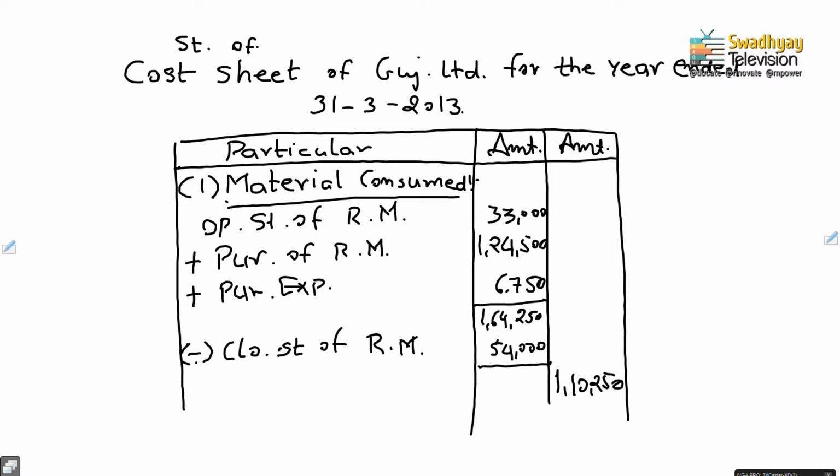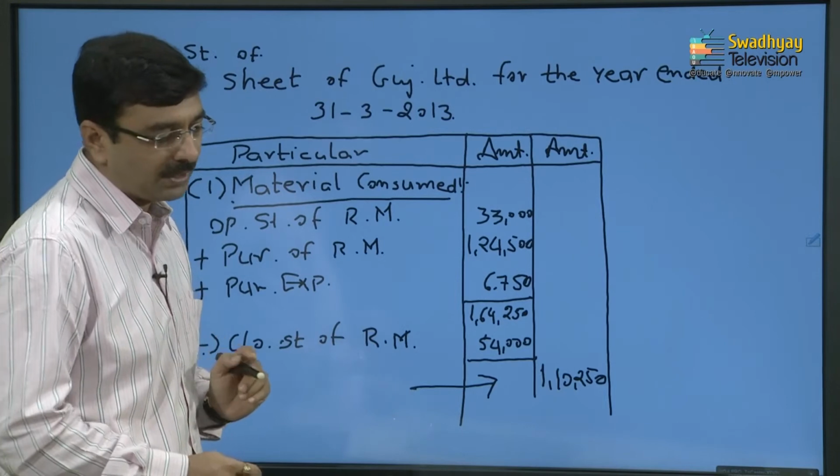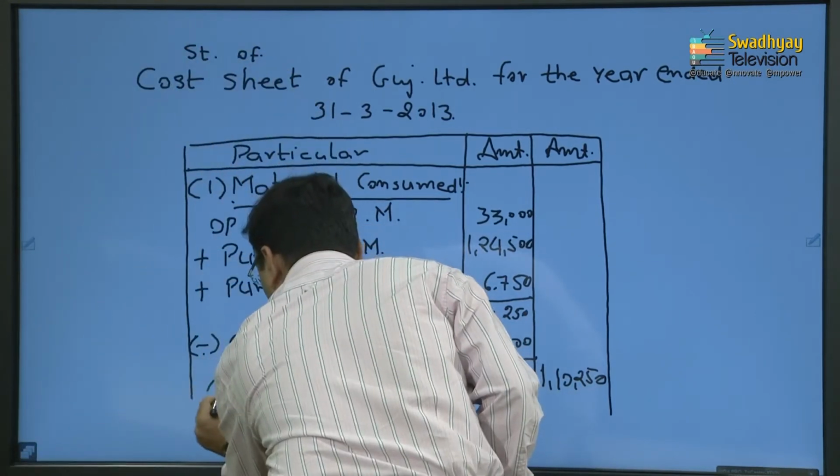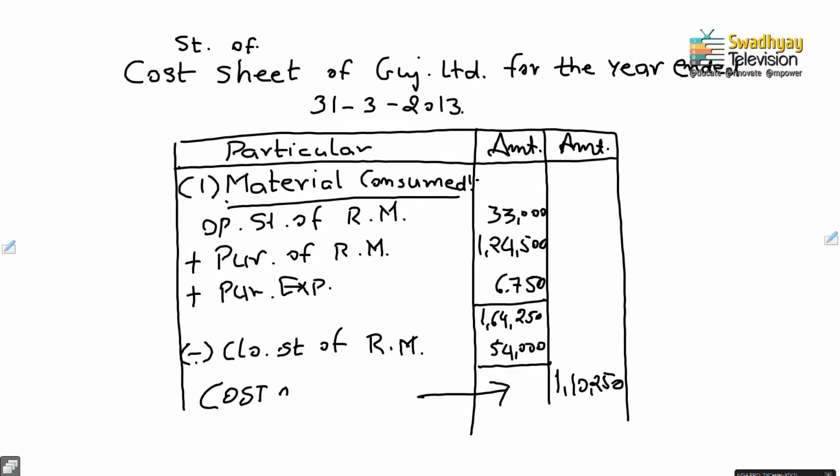Your net value is 1,10,250 rupees. That is your first answer. That is the cost of raw material consumed. Cost of raw material consumed, that is your first answer.